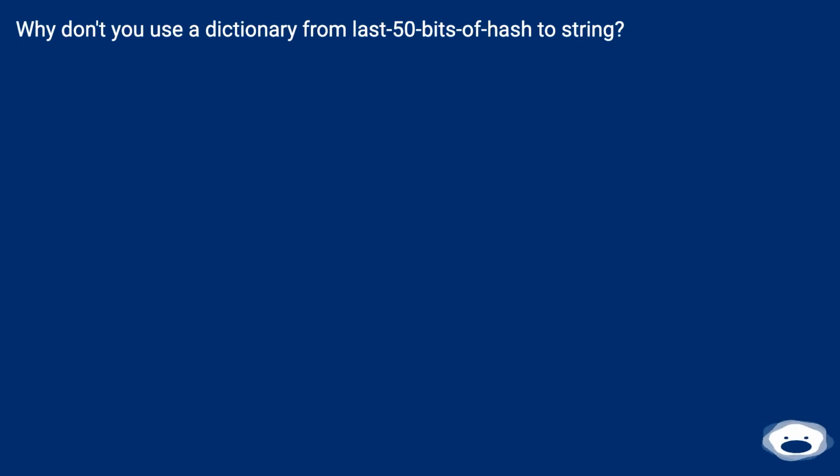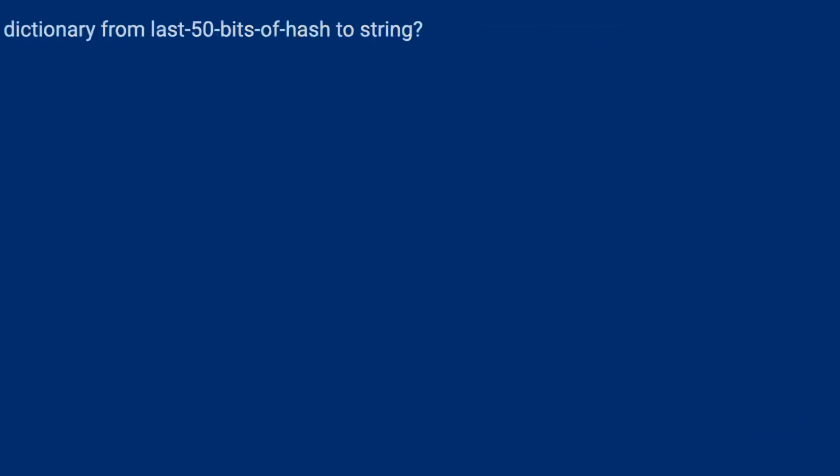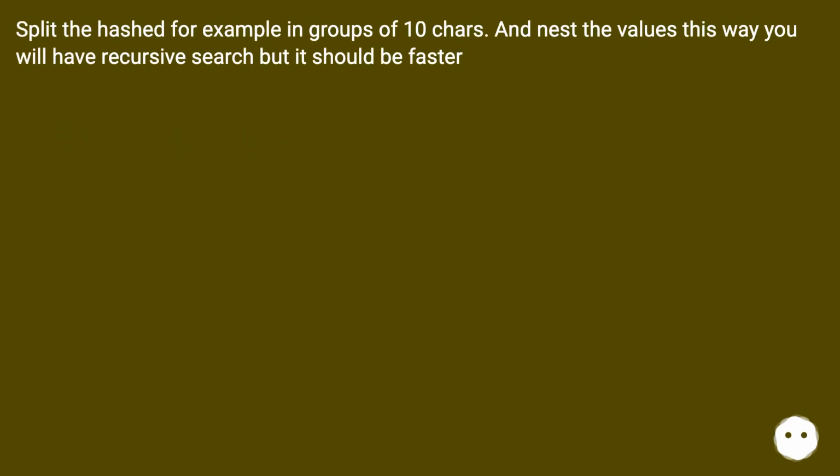Why don't you use a dictionary from last 50 bits of hash to string? Split the hash, for example, in groups of 10 chars. And nest the values this way; you will have recursive search but it should be faster.